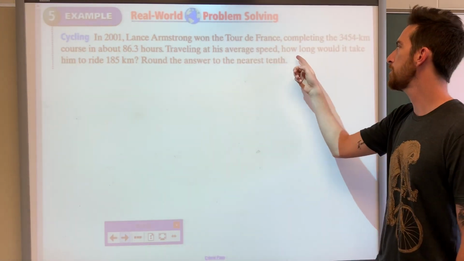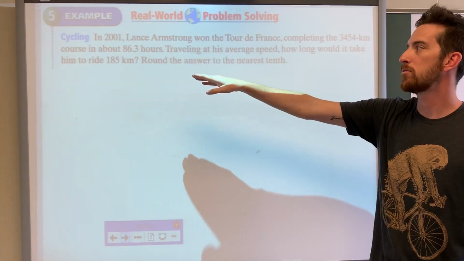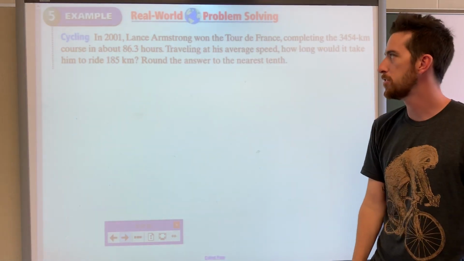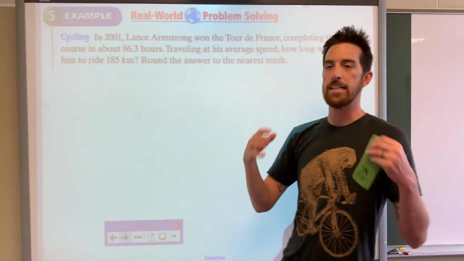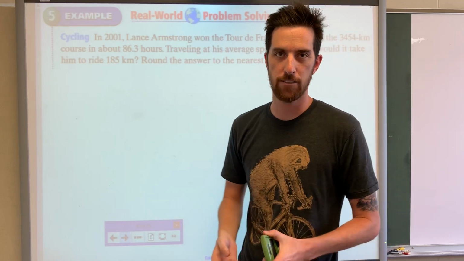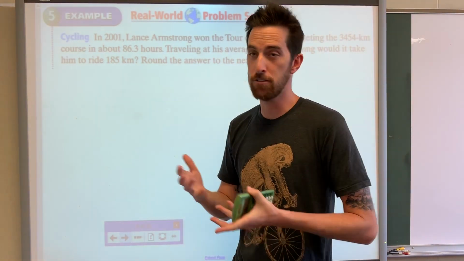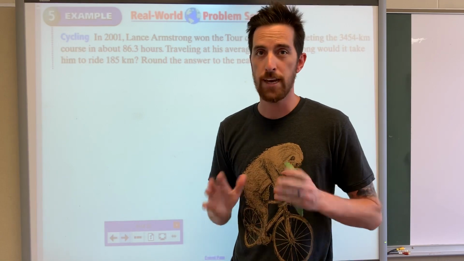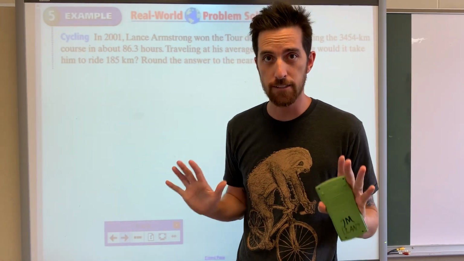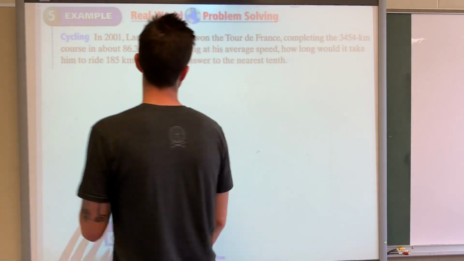Traveling at his average speed, how long would it take for him to ride 185 kilometers? Round the answer to the nearest tenth. These are word problems that kids are so good at. Here's the key. You just have to be consistent. You could set it up 4 different ways and be perfect. The key is consistency. So let's look at the first part they tell us.